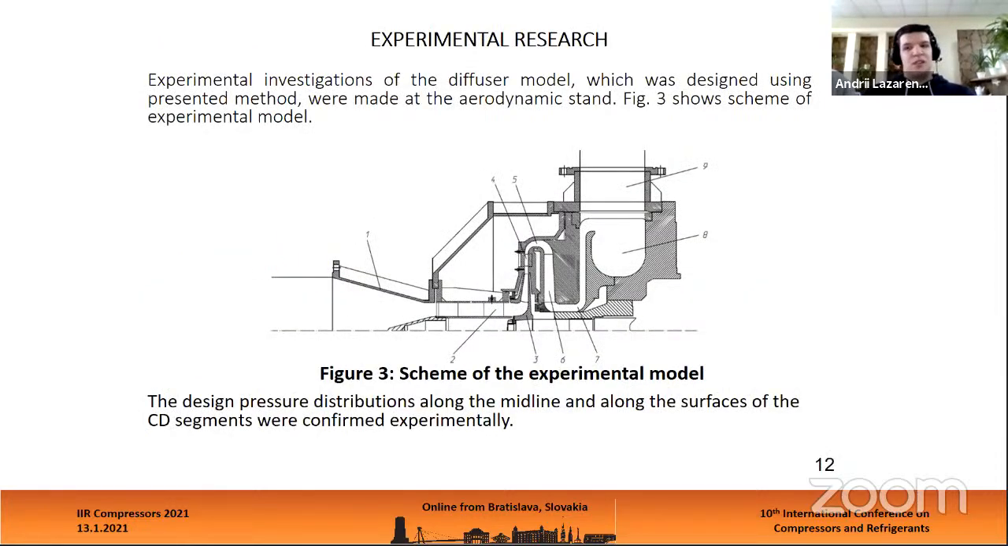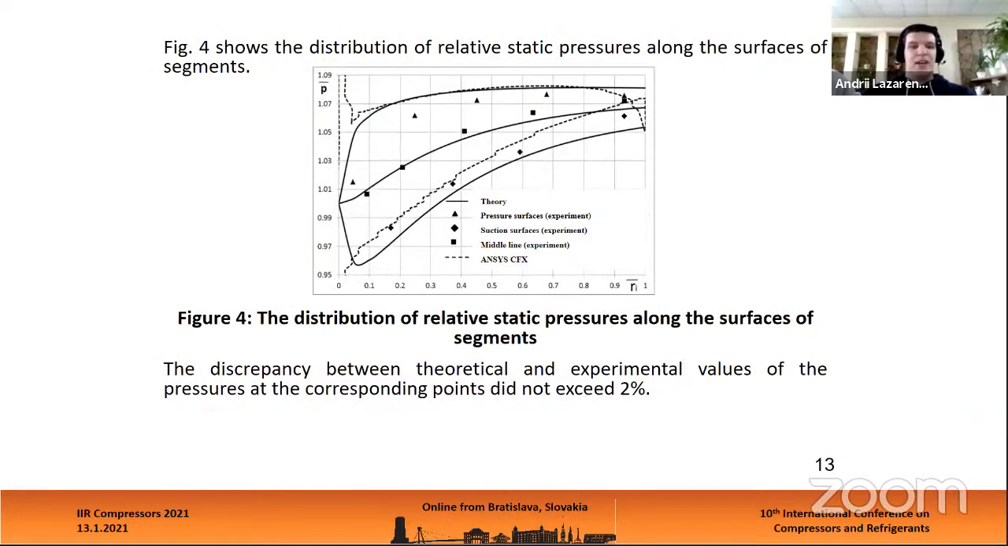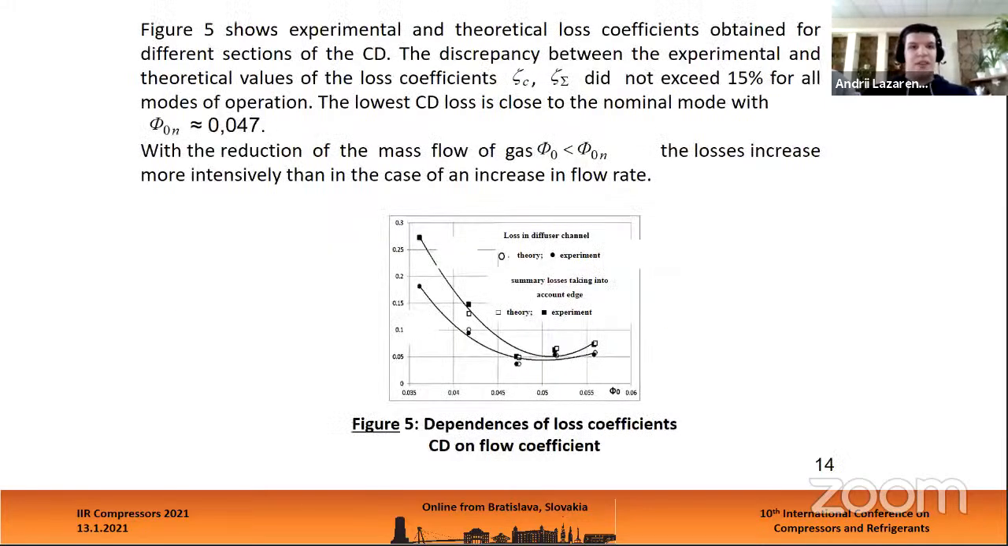So also experimental research was done. Experimental investigations of the diffuser model, which was designed using the presented method, were made at the aerodynamic stand. Figure 3 shows the scheme of the used experimental model. The design pressure distributions along the midline and along the surfaces of the channel diffuser segments were confirmed experimentally. And here, figure 4 shows the distribution of relative static pressures along the surfaces of the segments. The discrepancy between theoretical and experimental values of the pressures at the corresponding points did not exceed 2%.